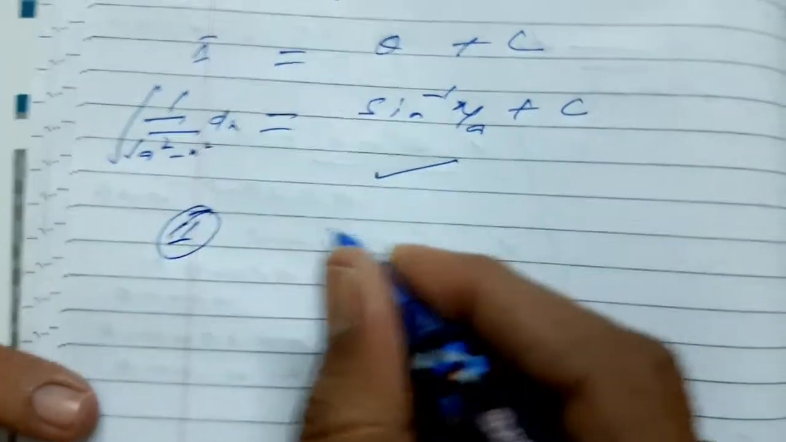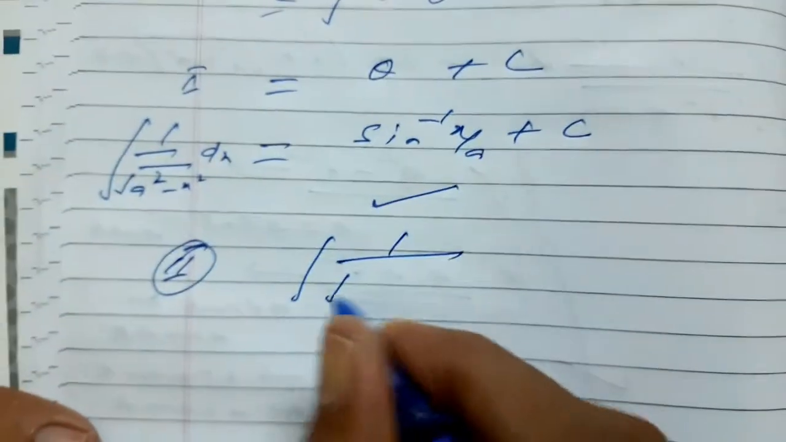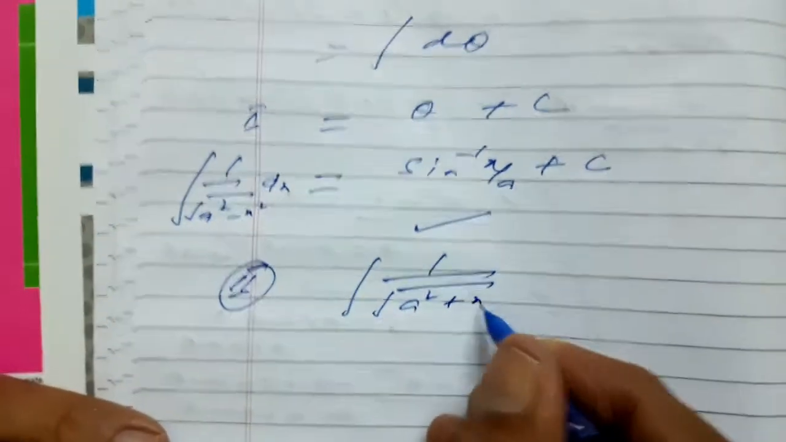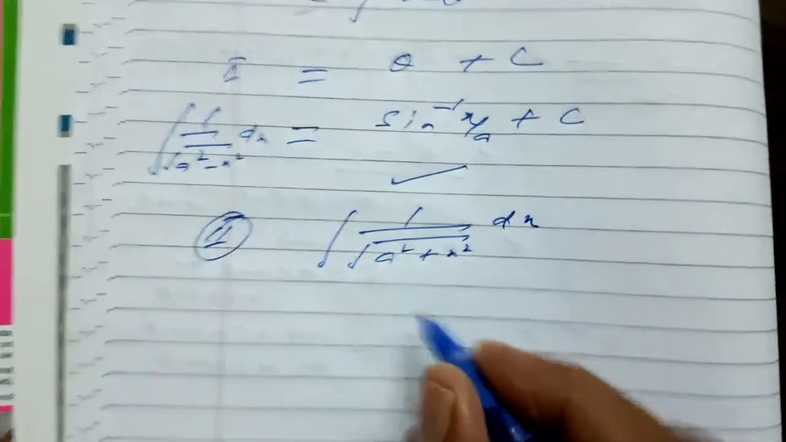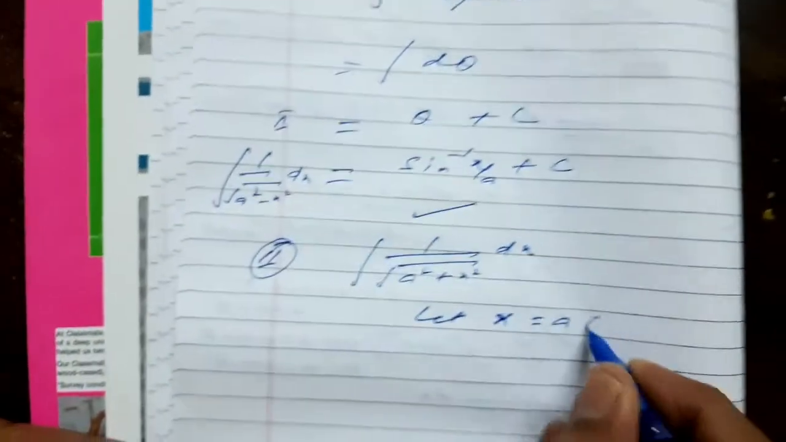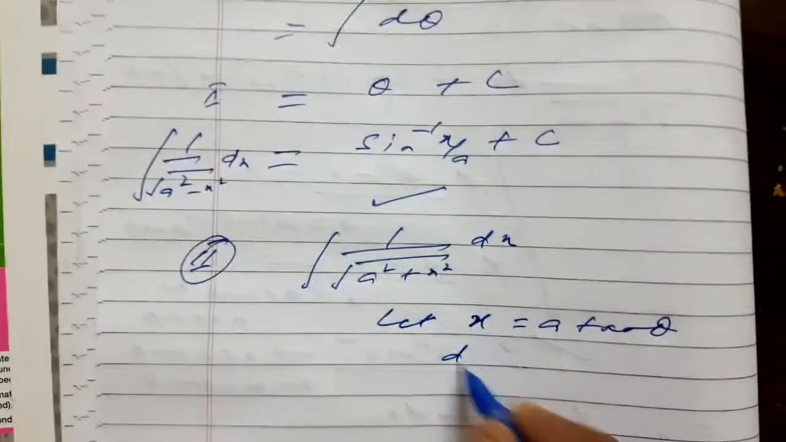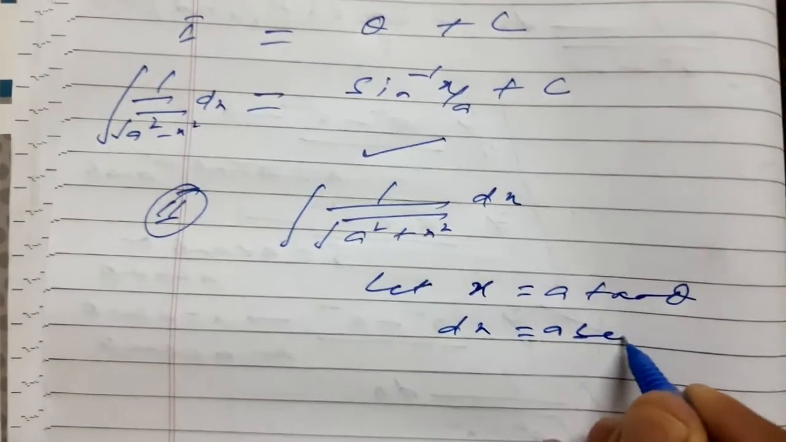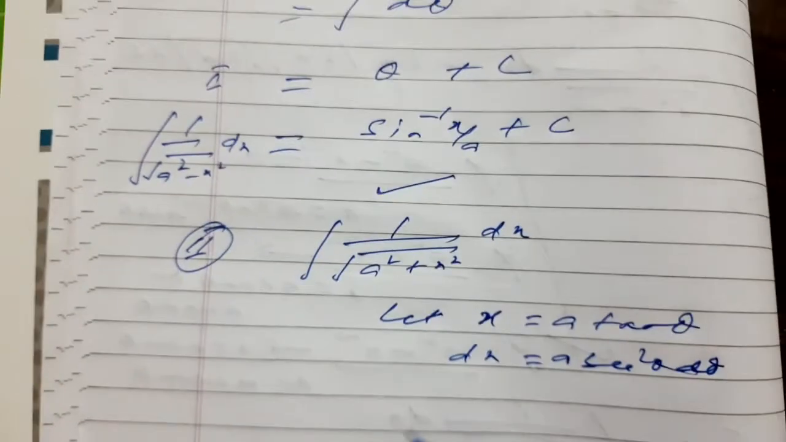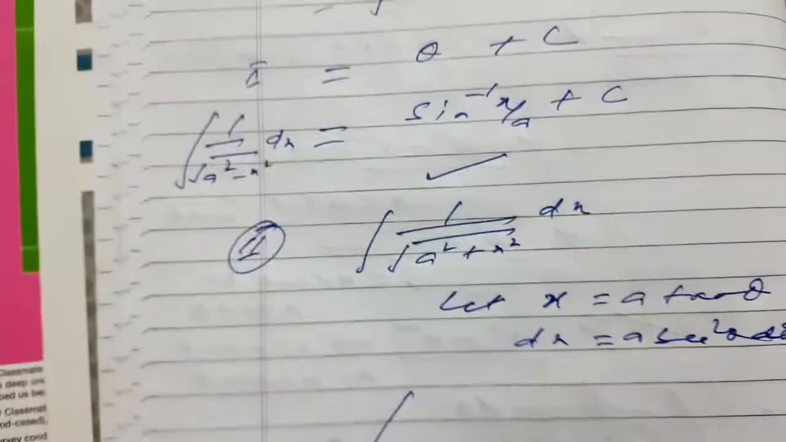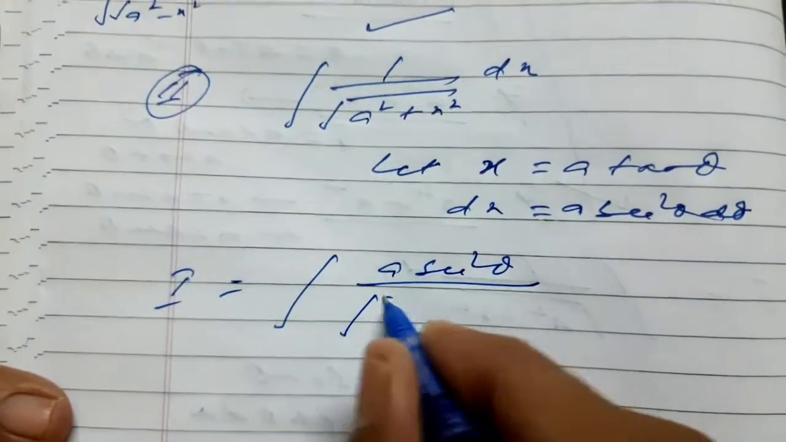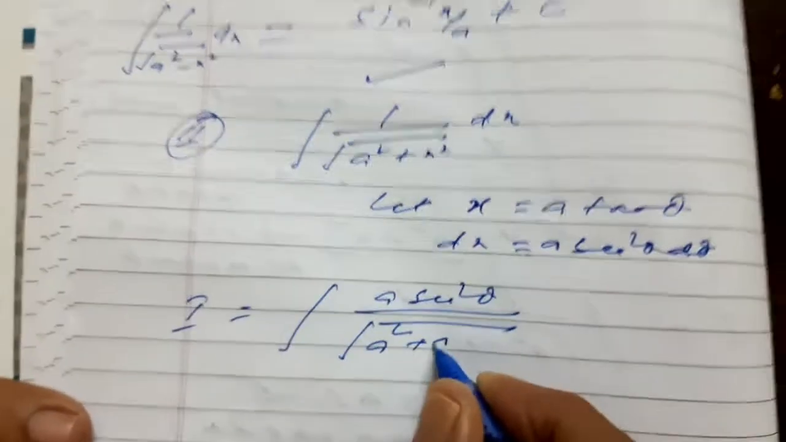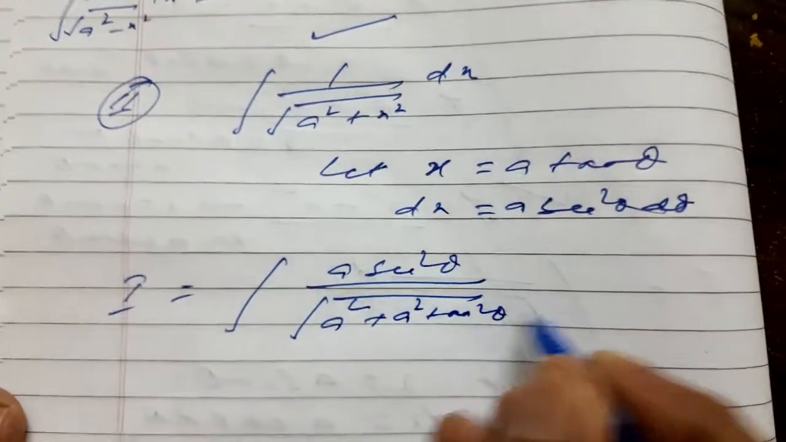Second result: what is result number 2? This is 1 upon root under a square plus x square dx. For that, as per the rule, we will substitute x equal to a tan theta. So dx is equal to a sec square theta d theta as the derivative. We are aware of this substitution, so we will put it in. So I is equal to a sec square theta upon root under a square plus a square tan square theta, d theta.